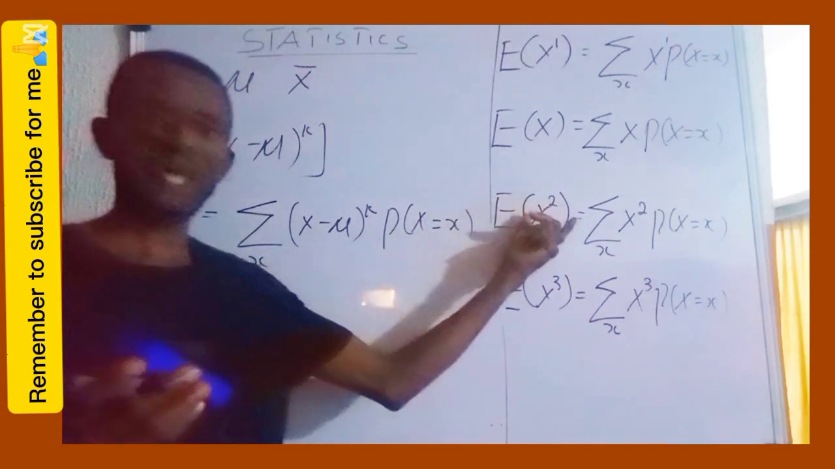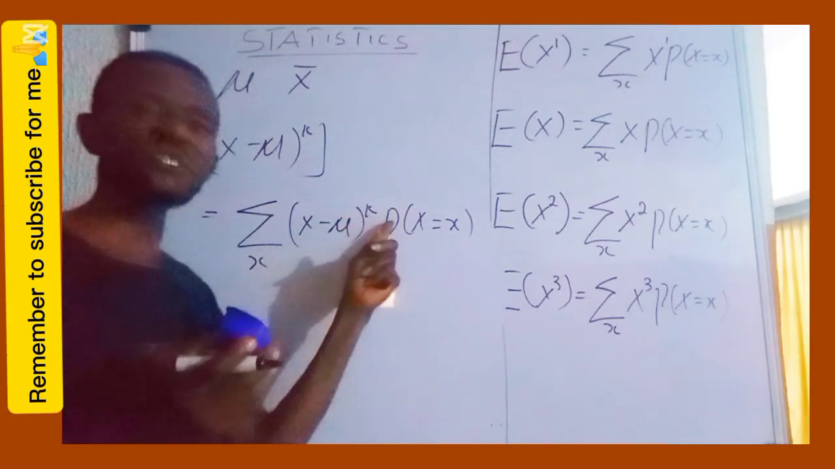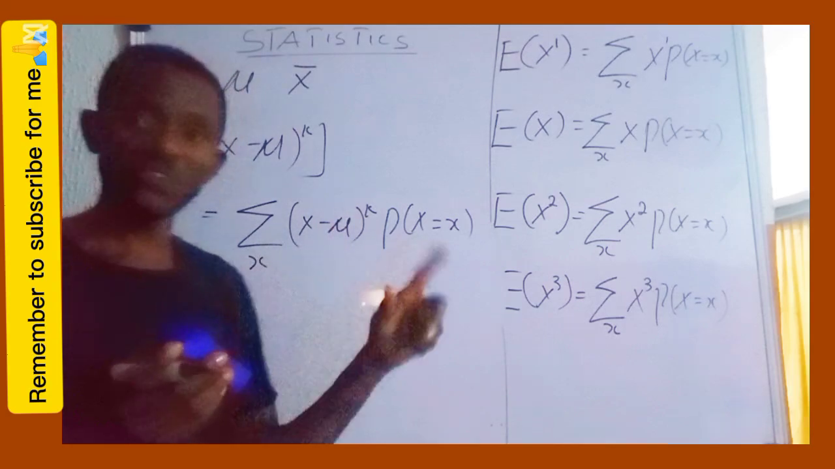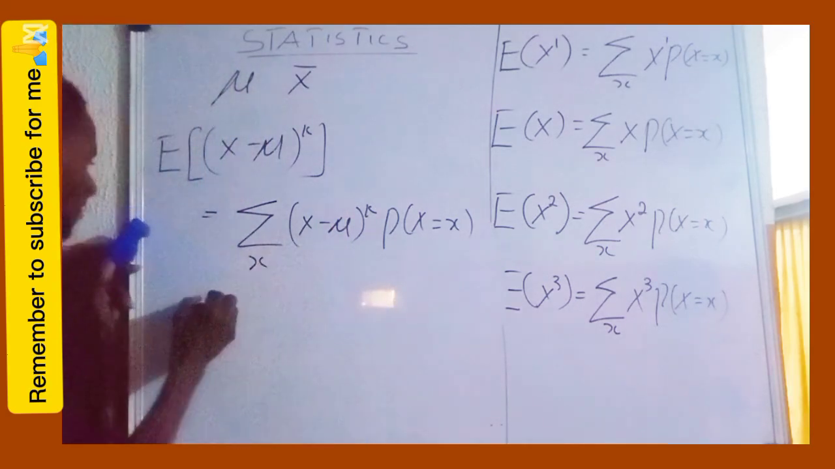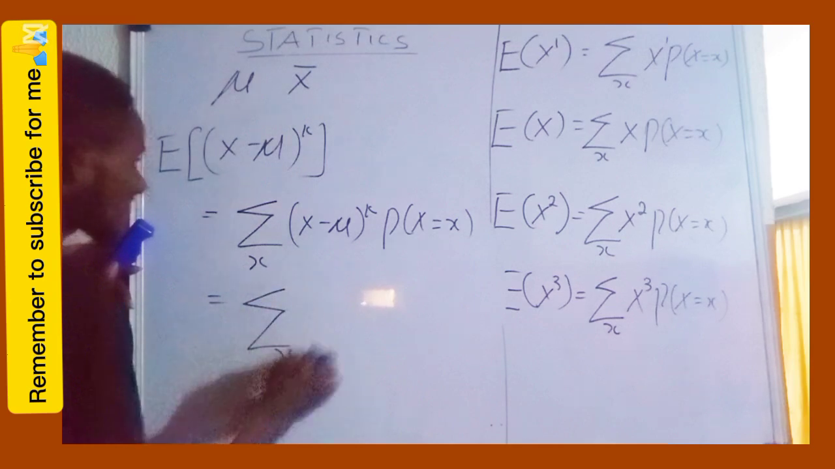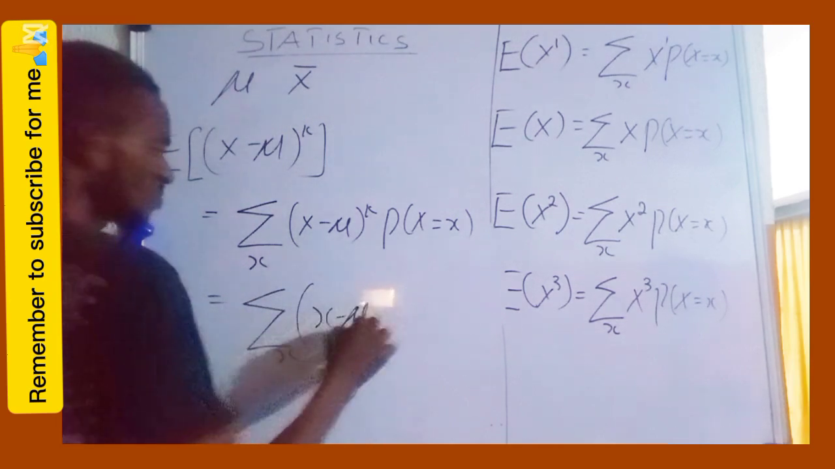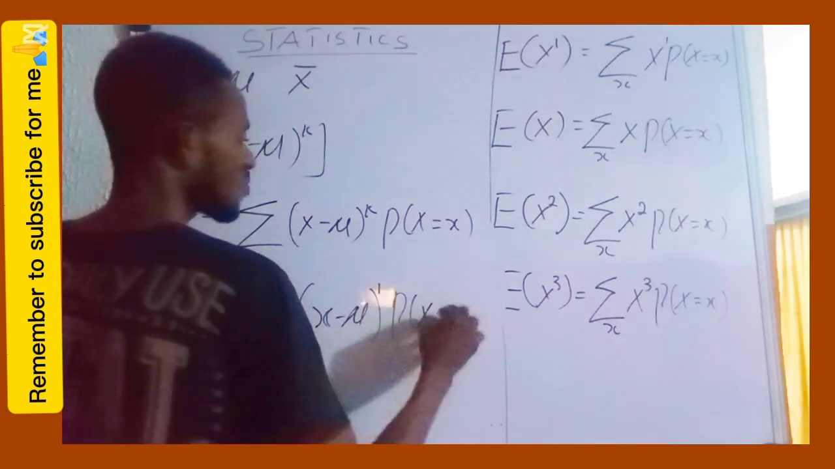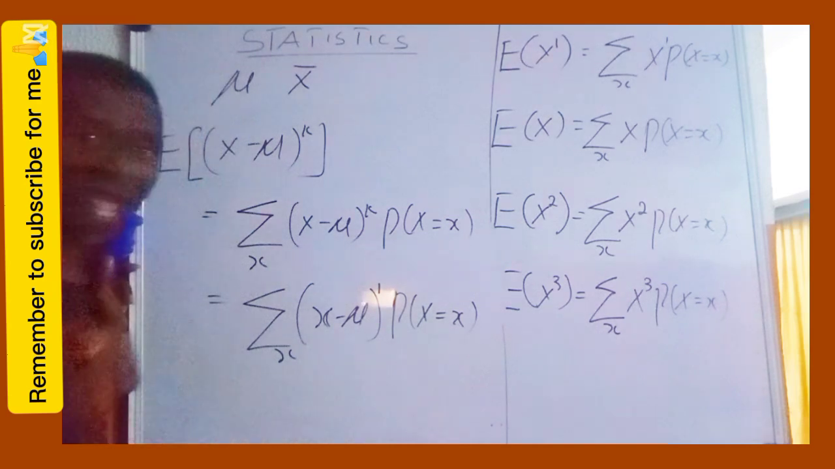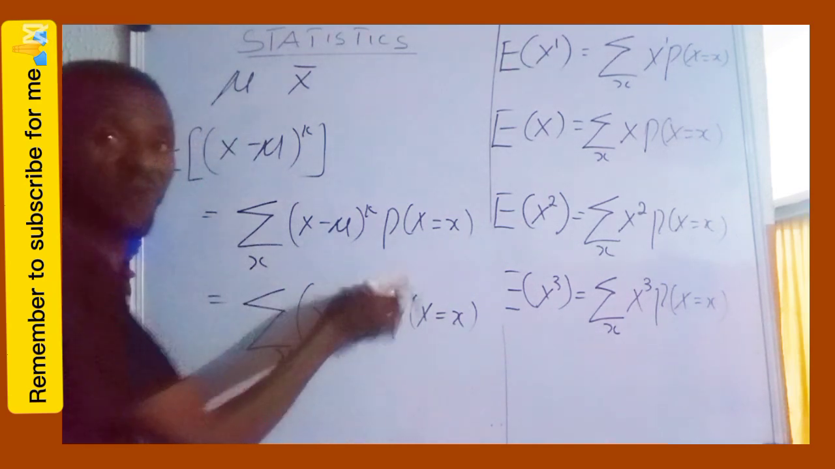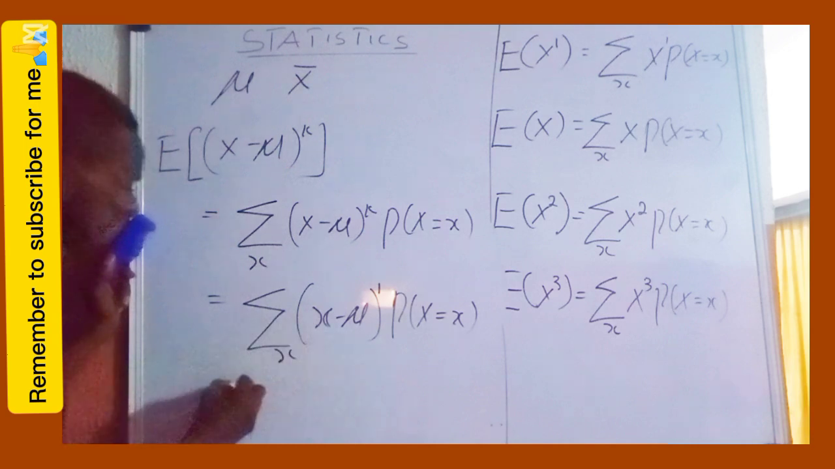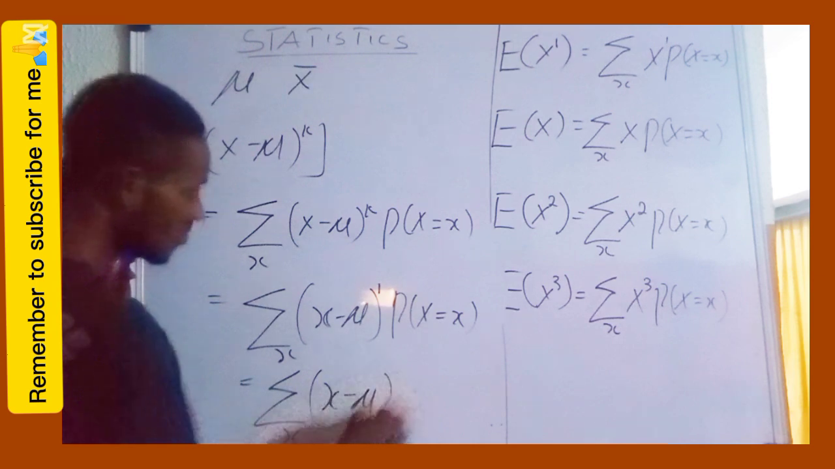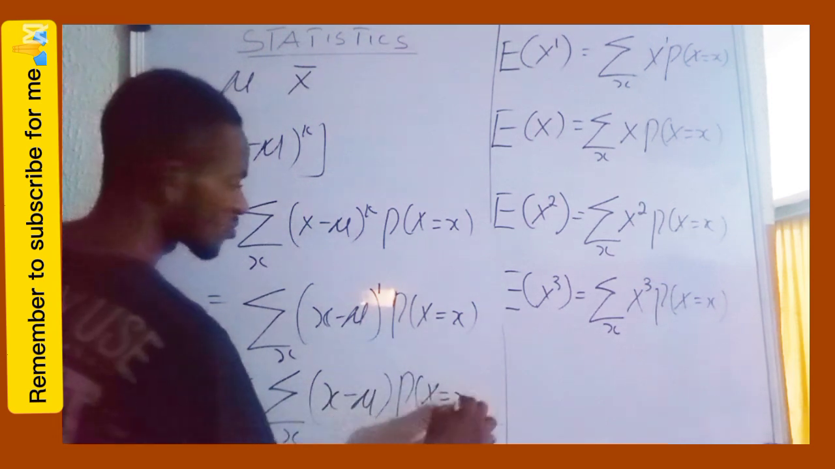Like what we met earlier, we ask ourselves, what happens to this equation when k becomes 1? What happens when k becomes 2, down the line? If it becomes 1, this is what we are going to have. We have the sum over the range of x, we have x minus mu, all raised to power 1, then we have P of x is equal to small x. And like I earlier said, when anything is raised to power 1, it becomes itself. So this can be written as the sum over the range of x, you open the bracket, x minus mu, you have P of capital X is equal to small x.